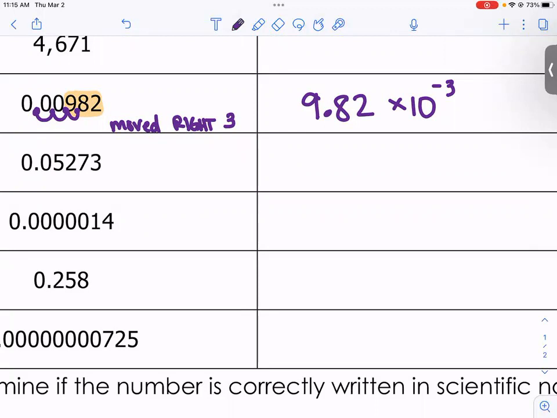Okay. If you have your calculator, 10 to the negative 3rd means 1 over 10 cubed. And we know 10 cubed is 1,000. So take 1 divided by 1,000 and multiply it by 9.82. Take 1 divided by 1,000 and multiply it by 9.82.